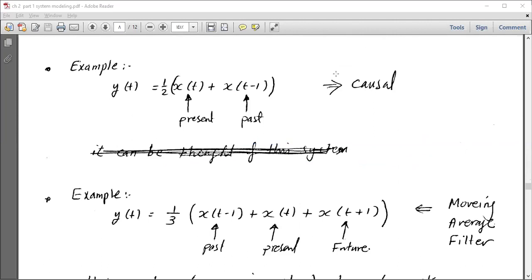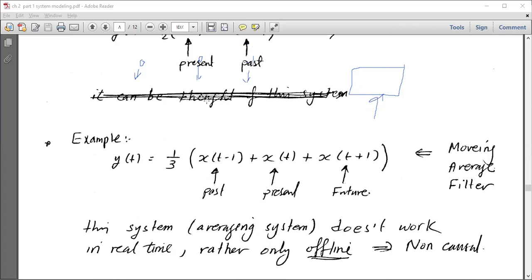Let's see this example. y of t equals half x of t plus x of t minus 1. This is a causal system. Why is this a causal system? Take any value at t, let's say 1, or 2, or 0. You see here it is 0, the present value. Here it is minus 1, so it's a past value. This is a causal system. No future anticipation. It doesn't depend on the future.